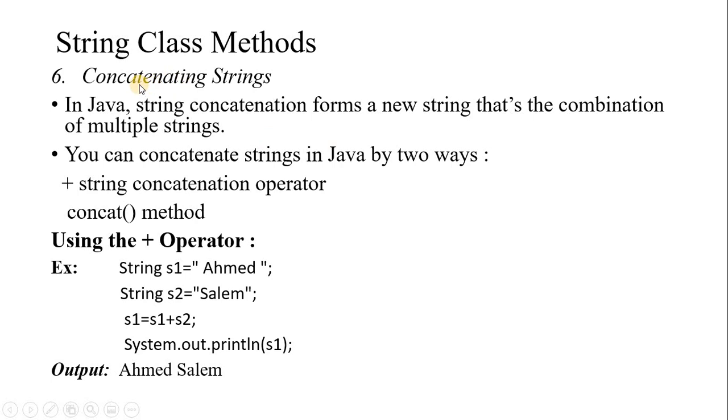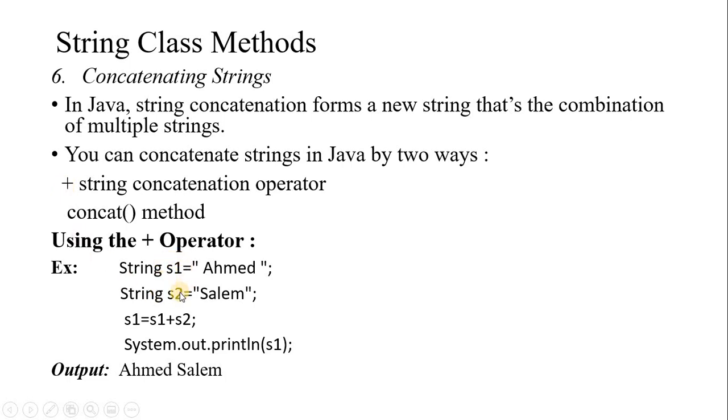The next is the concatenation method. Concatenation means joining or combining multiple strings. Multiple strings can be joined together in two ways. One is using the method, and the other is using a plus sign, the concatenation operator.